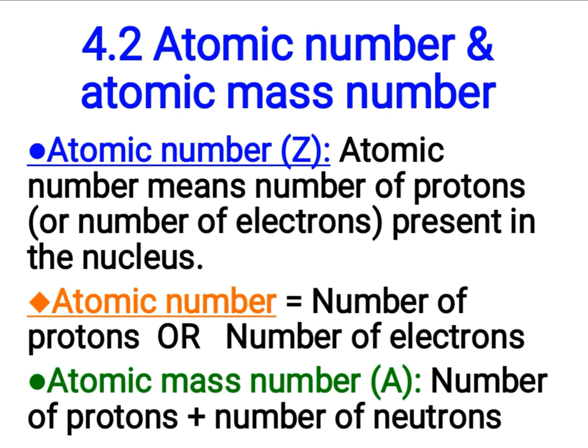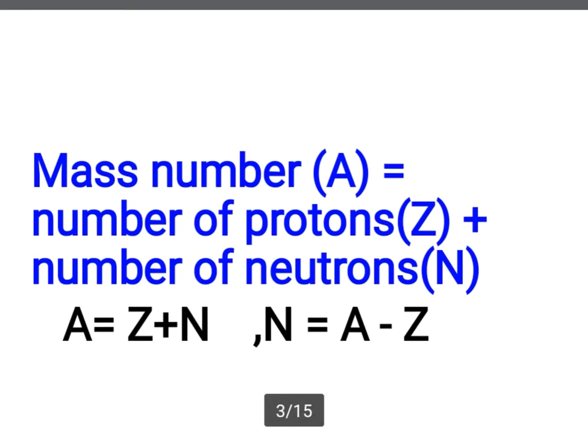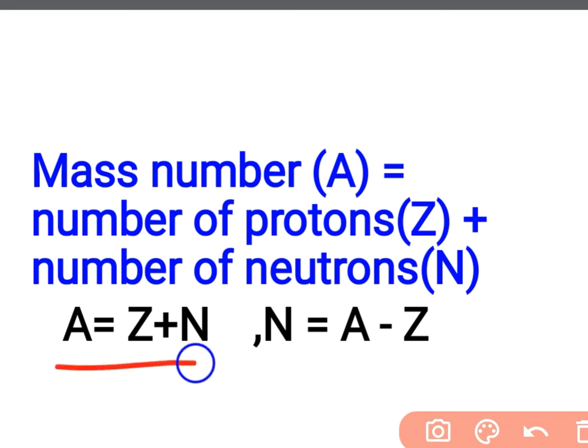But number of protons means what? It is atomic number. So we can write the formula of mass number as A is equal to Z plus N. And if you rearrange this formula, you can also deduce a new formula for number of neutrons as N is equal to A minus Z. These two formulas are very important to solve the problems based on these two terms.